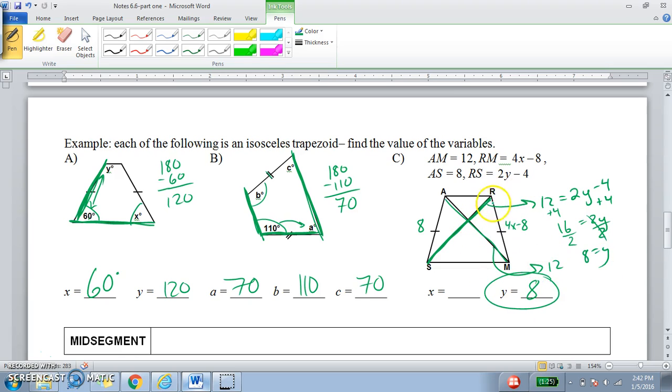Then, to solve for x, since this is an isosceles trapezoid, we know these two pieces are equal, so 8 would have to equal 4x minus 8. Write this up here. 4x minus 8 equals 8. I would add 8 to both sides, and then I have 4x equals 16. I divide by 4, and I get that x equals 4.